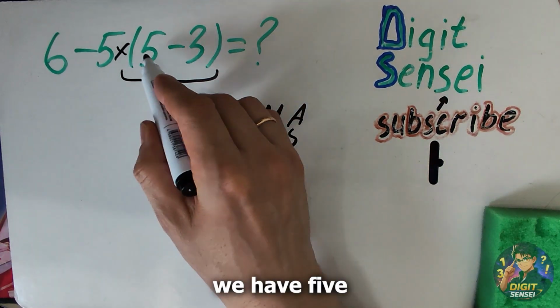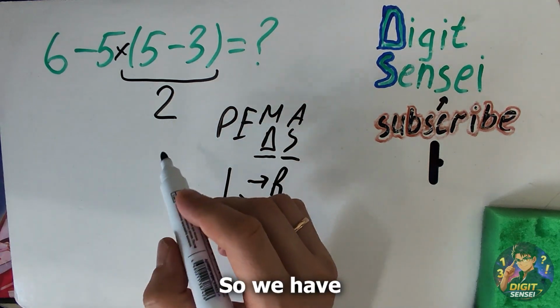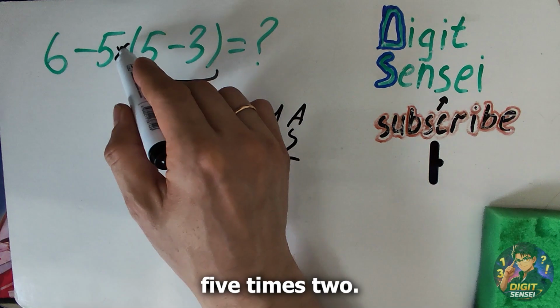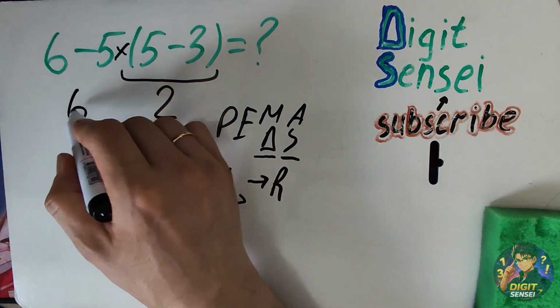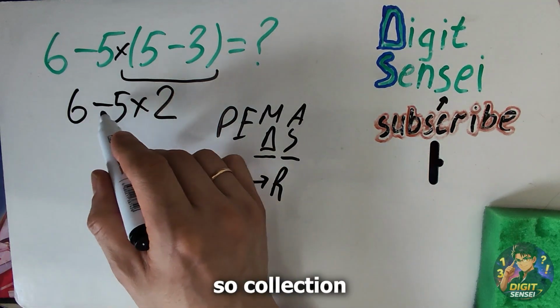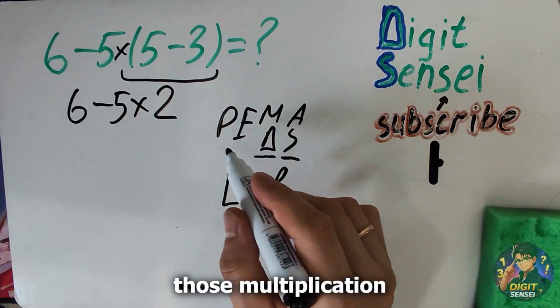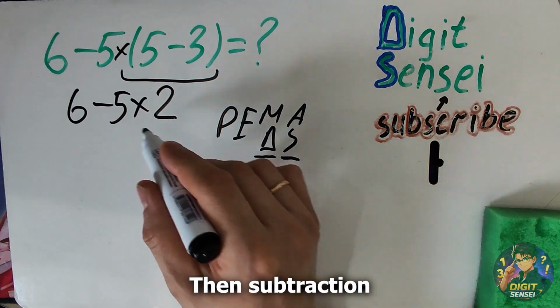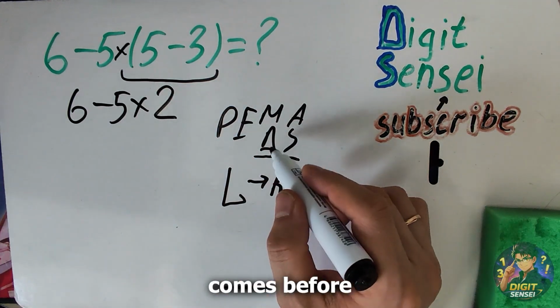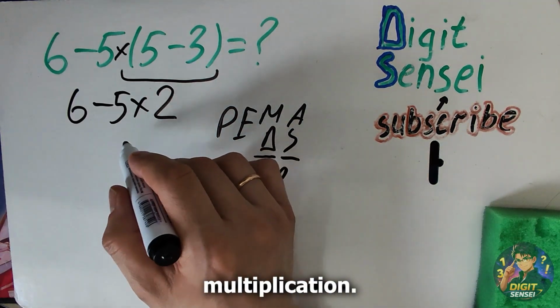Inside this parentheses we have 5 minus 3, which equals 2. So we have 6 minus 5 times 2. Now we have one subtraction and one multiplication. According to PEMDAS, multiplication has higher priority than subtraction, because multiplication comes before subtraction. So here first we have to do this multiplication.